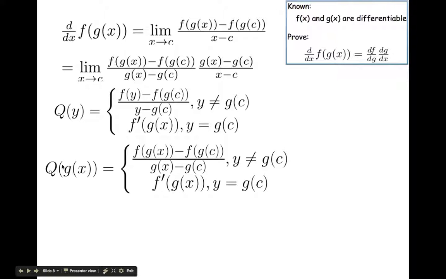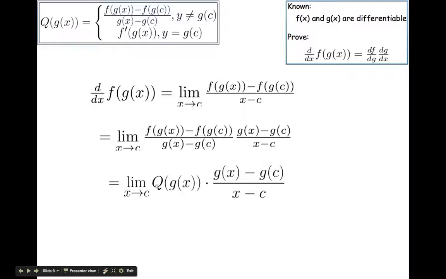In this case, we have y equals g of x. So, as you can see, q of g of x is the same as this expression over here when g of x is not equal to g of c, and otherwise we'll plug in this derivative, and we'll see later that this is completely justified. So now we make our substitution, rewriting this.